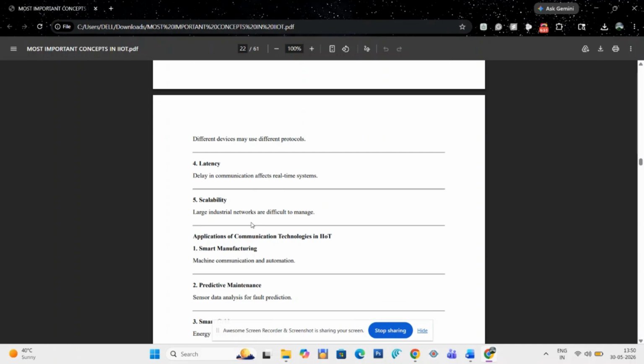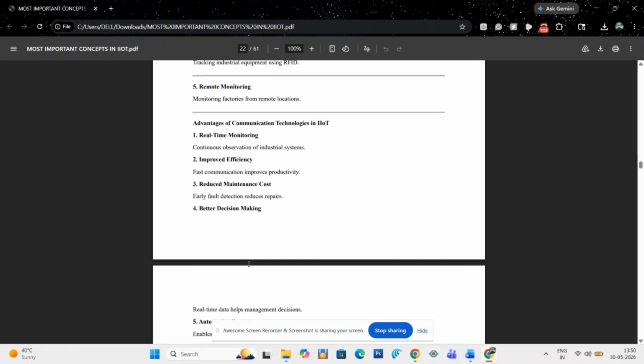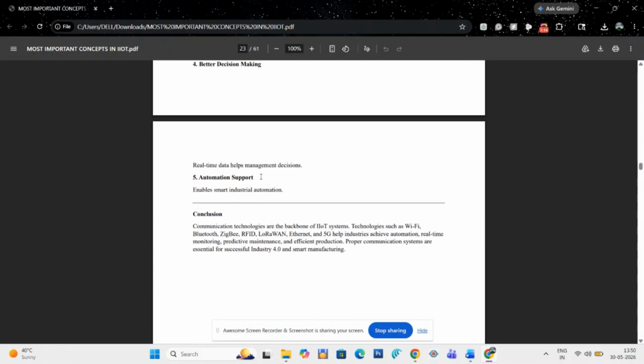So next are the applications of communication technologies in industrial Internet of Things. First is smart manufacturing, then predictive maintenance, smart grid technology, asset tracking, and remote monitoring. And the advantages of communication technologies in IoT are real-time monitoring, continuous observation of industrial systems, improved efficiency, reduced maintenance cost, and better decision making. And the next is automation support, which enables smart industrial automation.